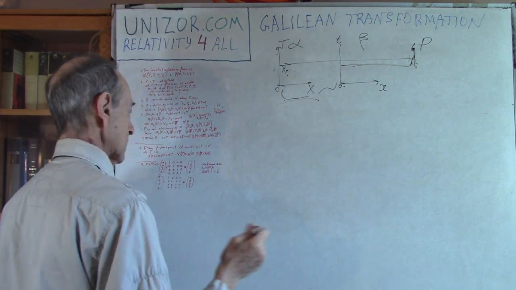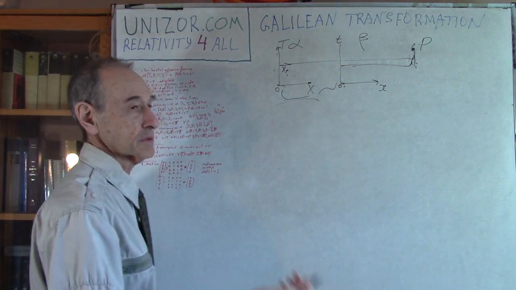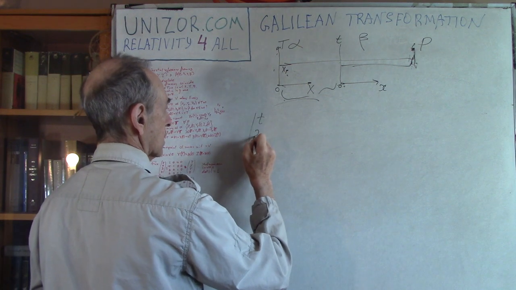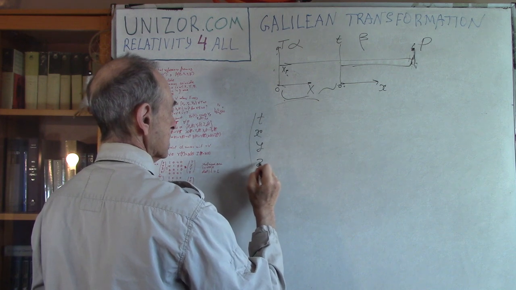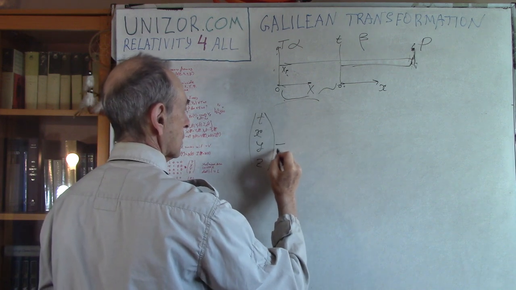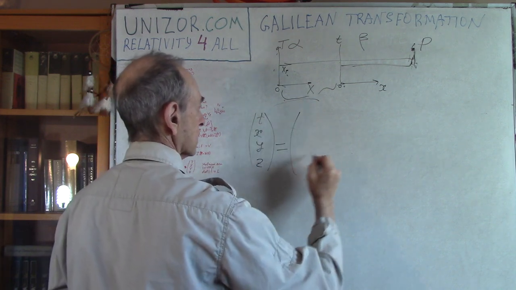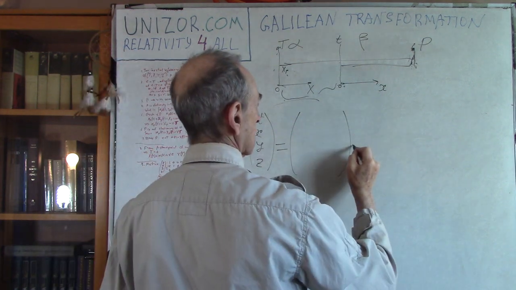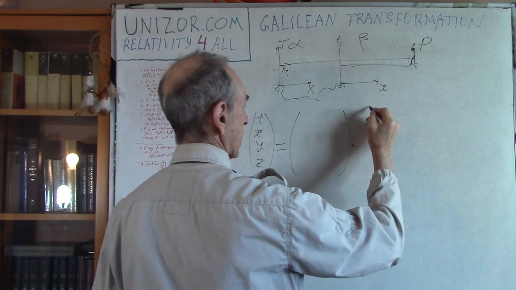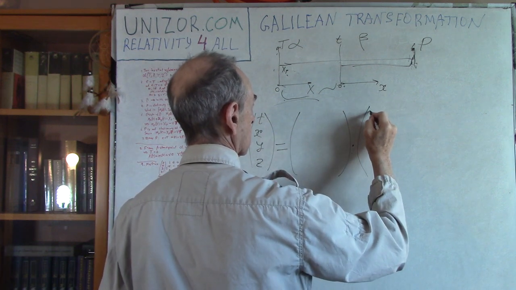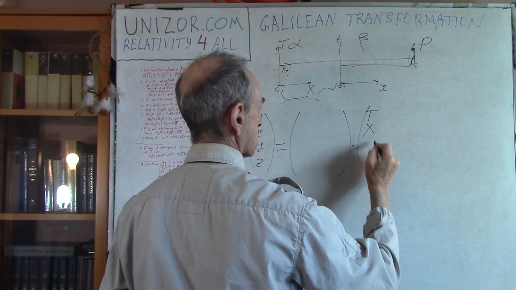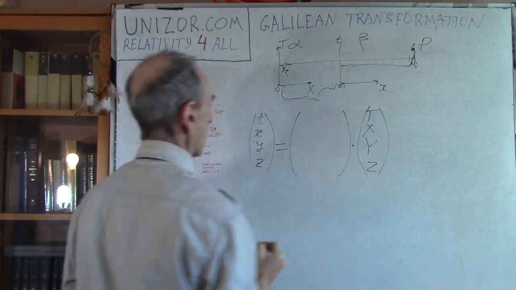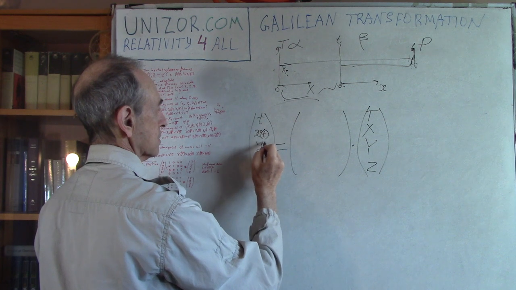So let's first have the transformation from alpha to beta. We need a vector t, x, y, and z to be a product of a certain matrix of transformation times the alpha coordinates. Now, these are all functions of time, of course.